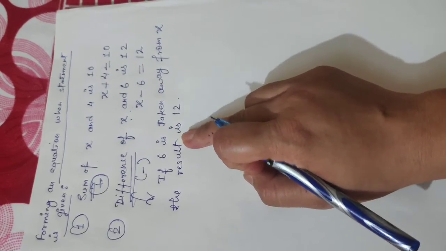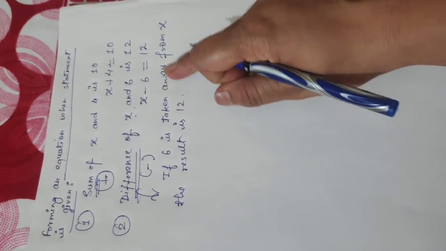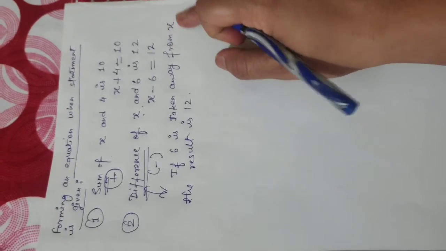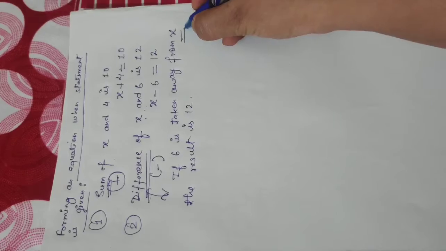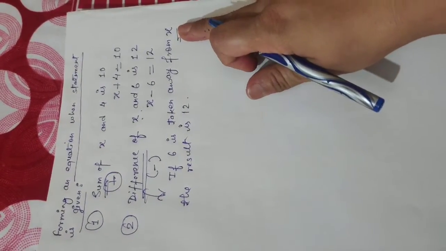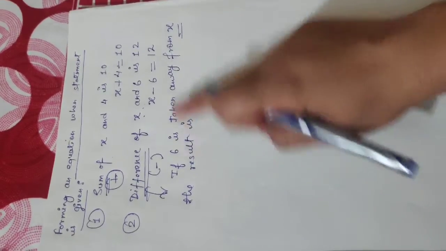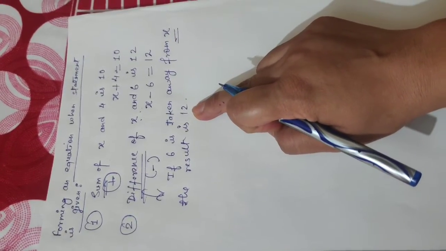How will we write this equation? Again, 6 is taken away from x. So when we are writing "from x" or from any other number, we write that number at first. Here you may make a mistake, because some students may write 6 minus x is equals to 12, which will be wrong.